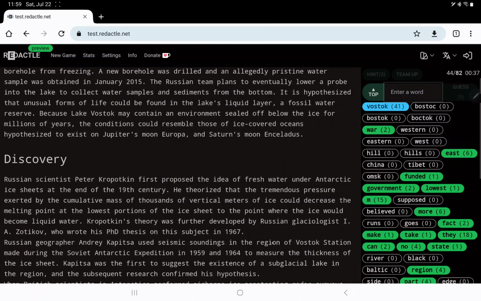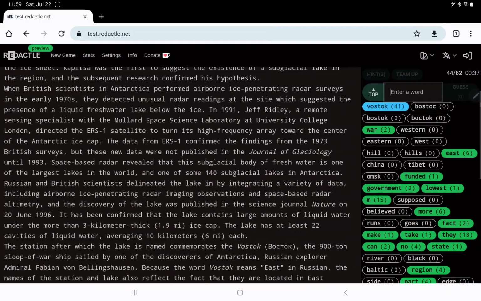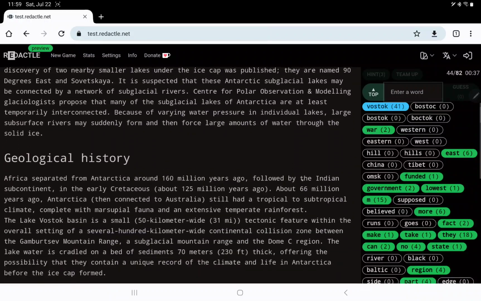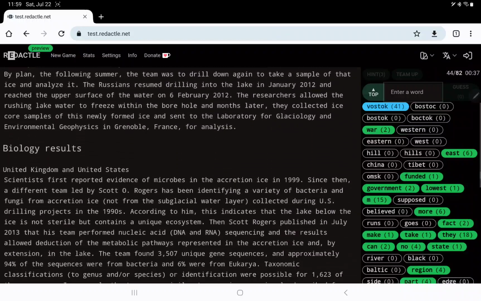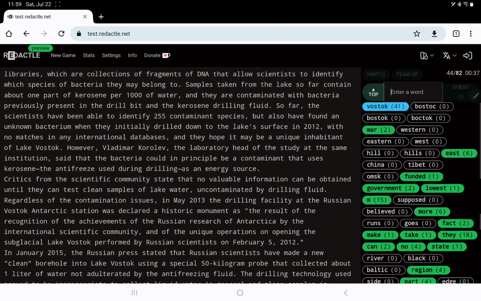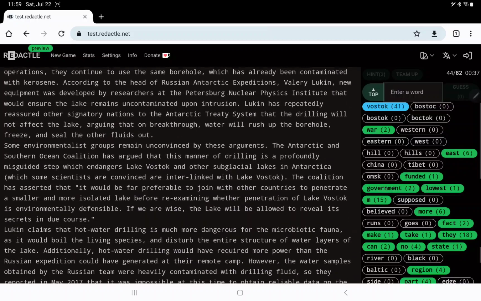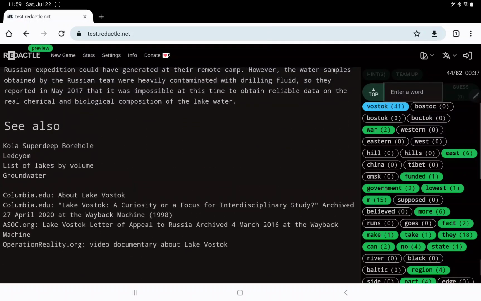But is there not a Vostok in Russia itself? I'm going to have to Google that. Geological history, traits, research, biology, contamination. See also. There we go. All right, very disappointing, but still, it's not something I think I've heard of. Although it is just gnawing away at me that I have heard of Vostok in some context.